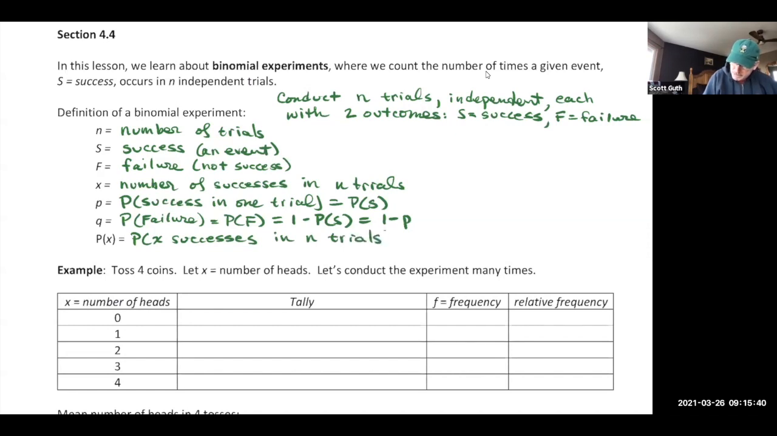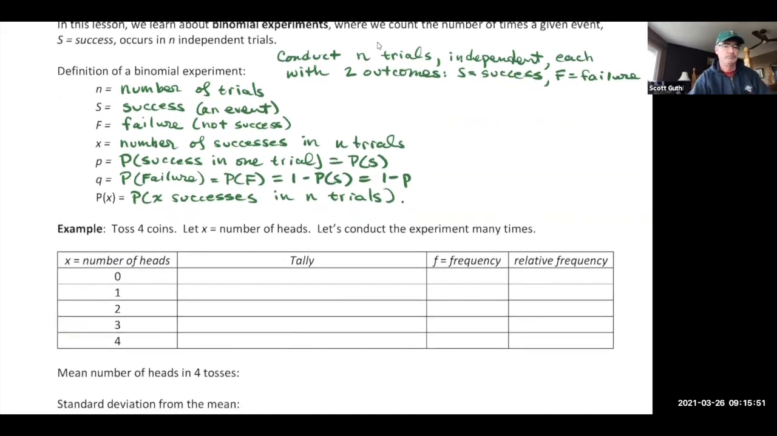Okay, so probably easiest just to do this. What I'd like to ask you to do is grab 4 coins. I'll give you a sec. I'm going to go grab 4 coins myself.